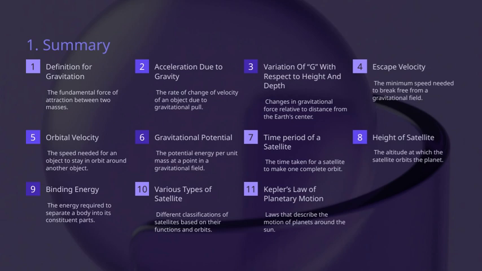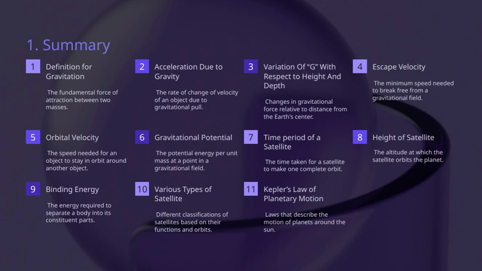The acceleration due to gravity is the rate at which an object speeds up when falling under gravity. It varies with location and altitude, but is key to understanding how objects move in space. Orbital velocity is the speed needed for an object to stay in orbit around another. If it's too slow, it will fall back. If it's too fast, it may escape.